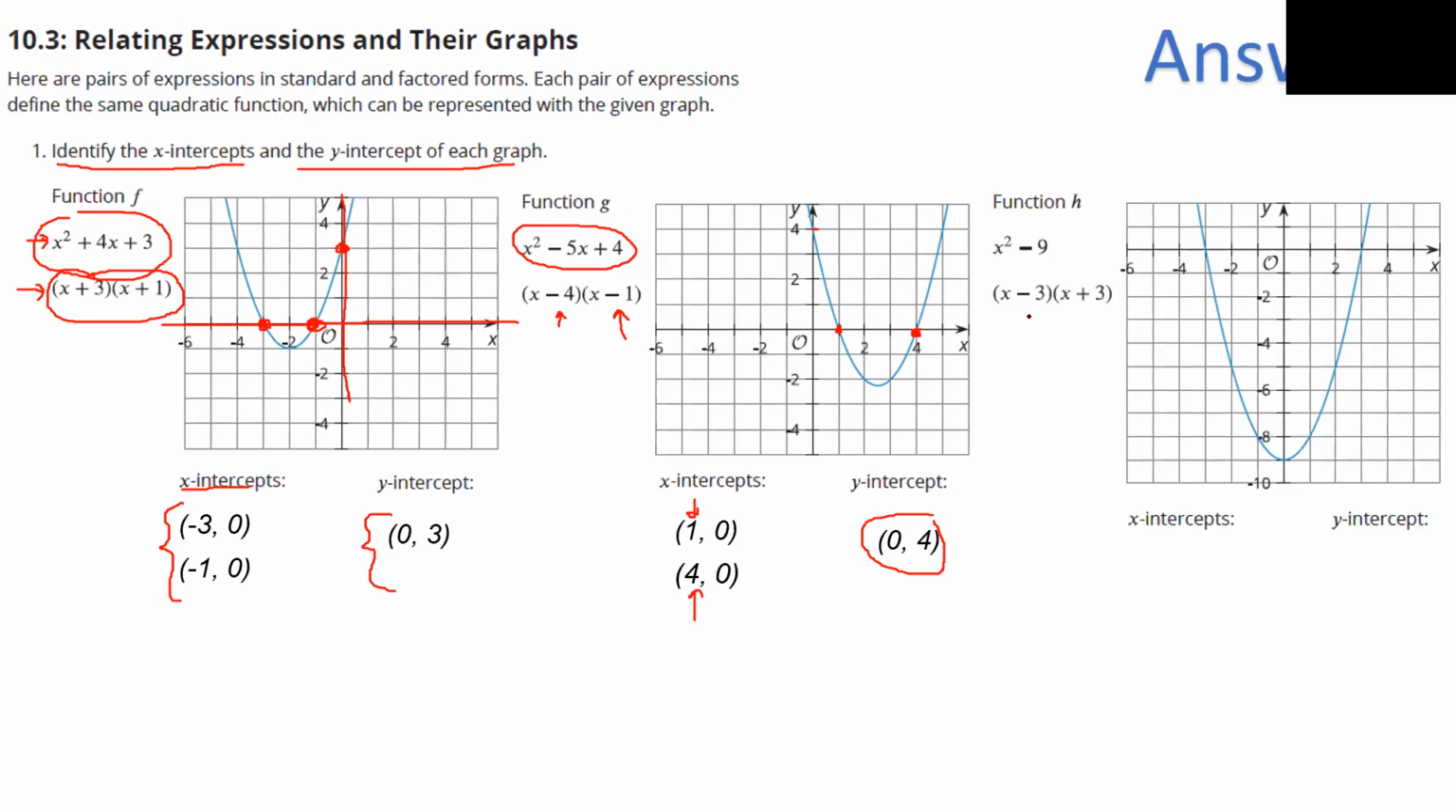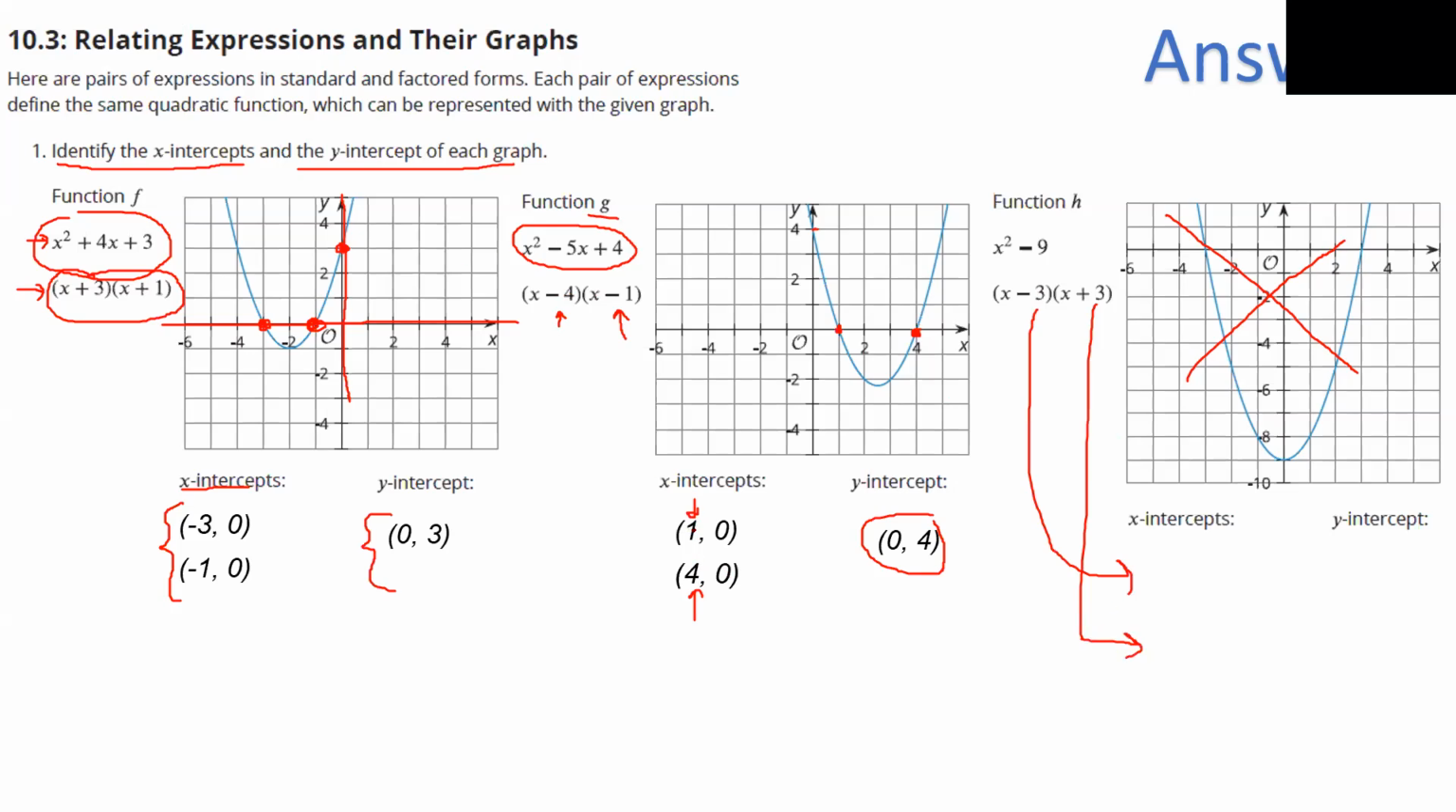Okay, so now that you had a chance to answer this question, I'm not even going to worry about this graph, because by now you should be able to see how these x-intercepts and y-intercepts correspond to our standard form and factor form. So let's first talk about x-intercepts. I told you in function g that these two factored forms relate to the x-intercepts. So how does this relate to our x-intercepts?